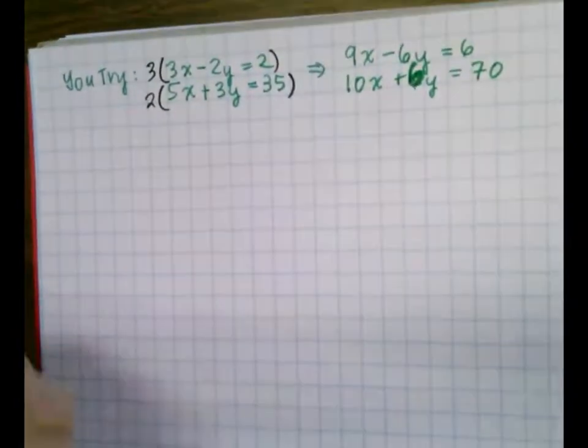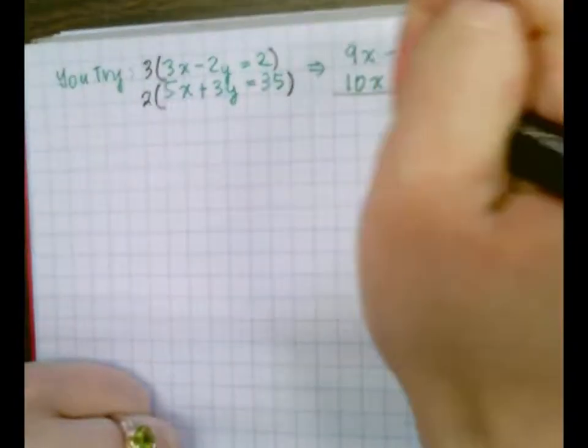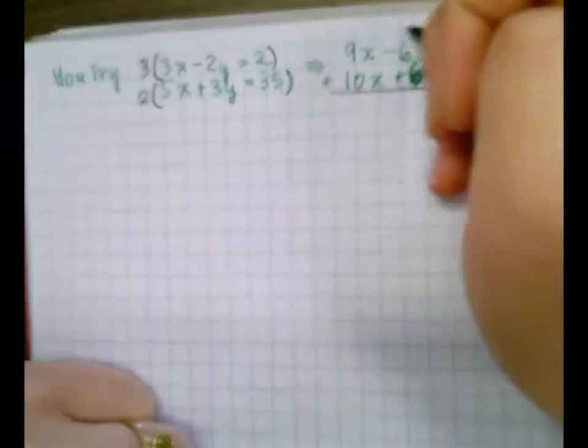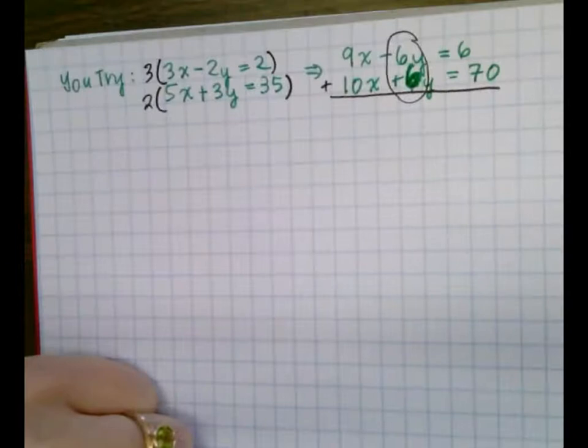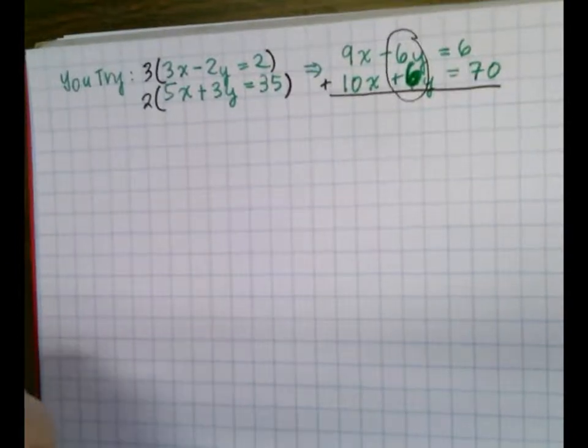So that means that now, when you go to add here, we have this positive 6y on the bottom, negative 6y on top, so we know that's going to cancel. So I'm going to leave the rest of this problem up to you to solve, and we'll be discussing it in class tomorrow.